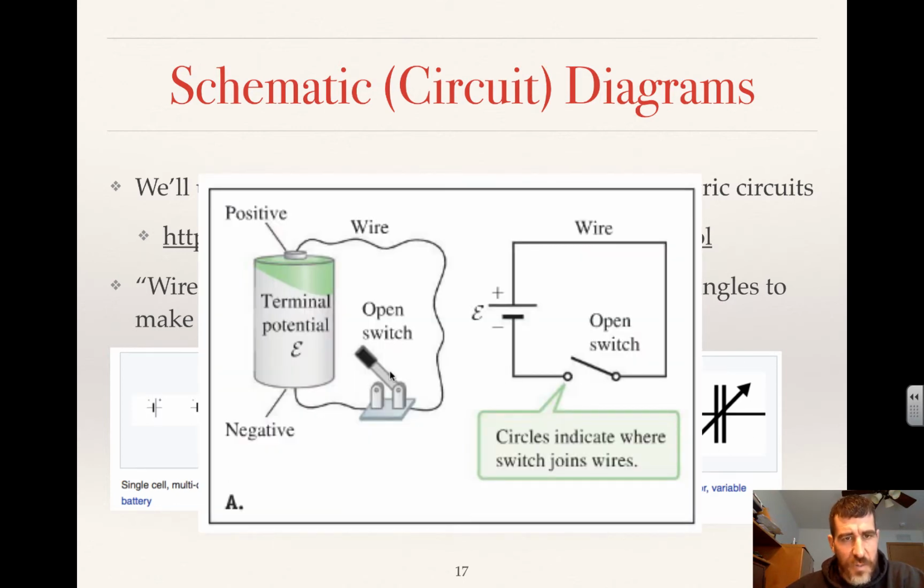And just to kind of see how this works, for example, let's say you take a battery, hook up some wires to a switch. On the left is actually what it would really look like, but then the circuit diagram is on the right. So the battery, which is the long line and the short line, the wires are all straight with 90-degree angles, and then we have the open switch.